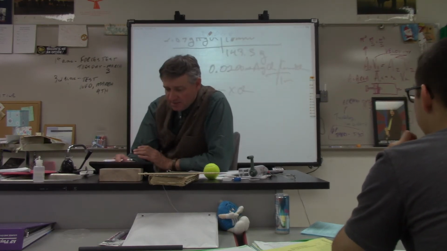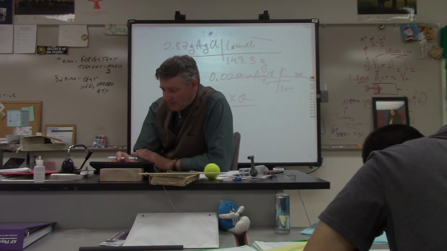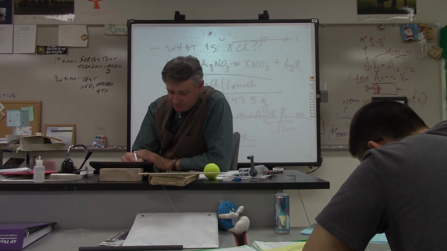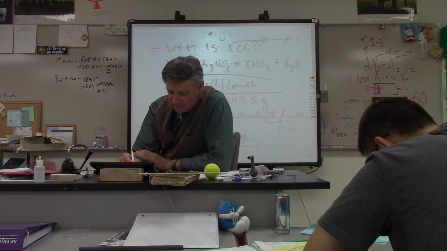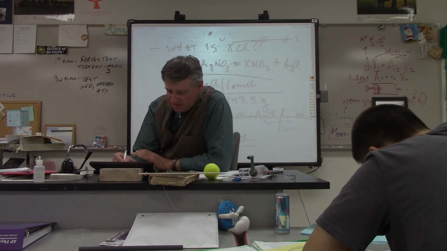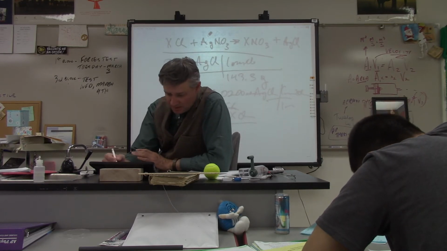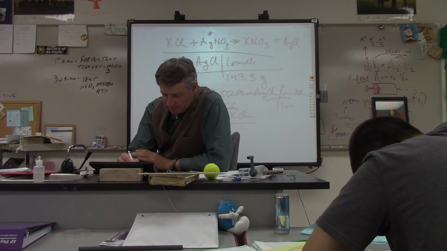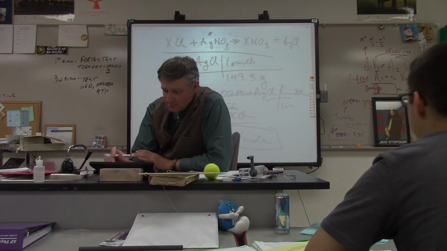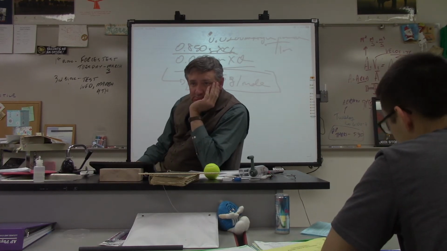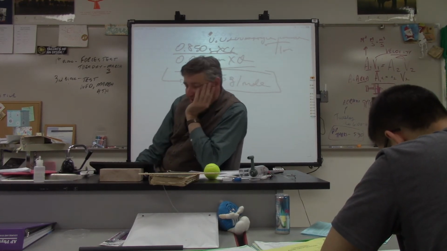So in this case, I'm going to take 0.85 grams of XCl and divide that by the moles of XCl, and what do you get? 42.5. And you get 42.5 grams per mole. Well, chlorine is 35.45 grams. 35.5.